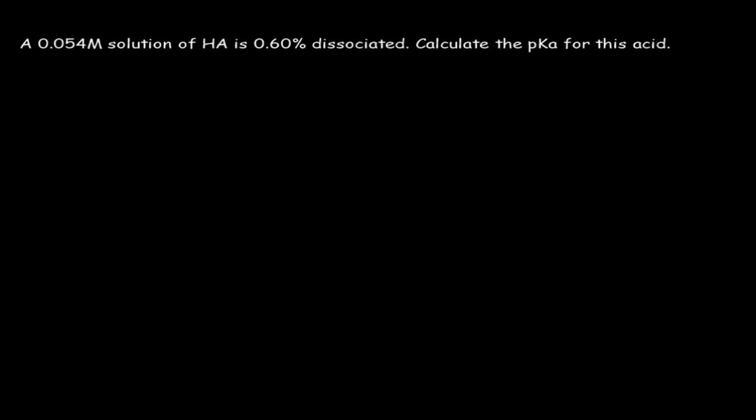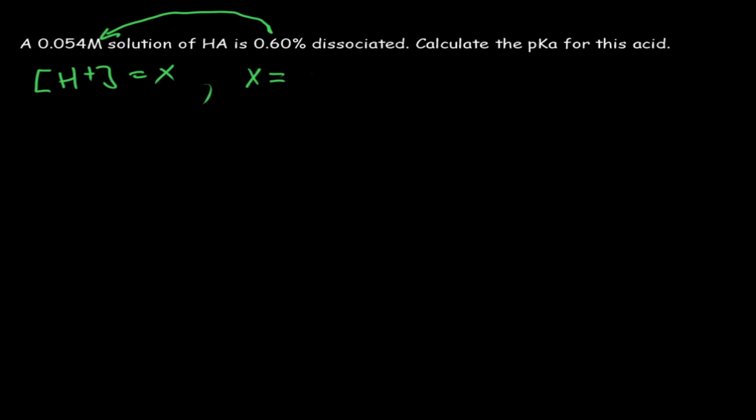A 0.054 molar solution of a weak acid HA is 0.6% dissociated. Calculate the pKa for this acid. So the first thing to realize is we're going to be assuming that our H plus value is our X. We're always going to assume that H plus is our X in these problems. And we know that X is going to be 0.6% of our initial solution, which was 0.054 molar.